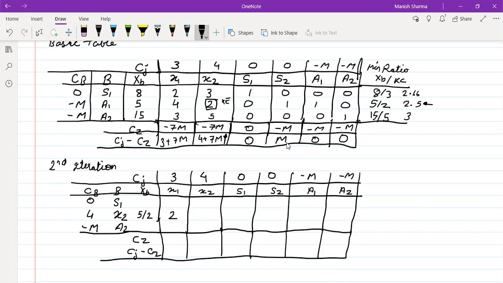Now 2 by 2 will become 1. 0 by 2 will become 0. 1 by 2 will become 1 by 2. 1 by 2 will become 1 by 2. 0 will become 0. Okay. Any problems up to this point?